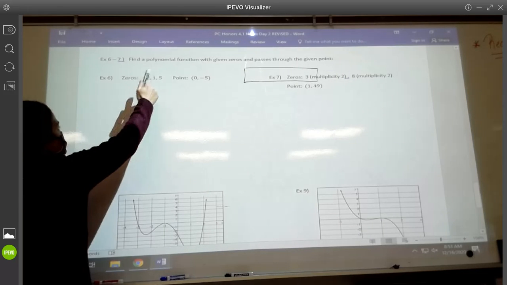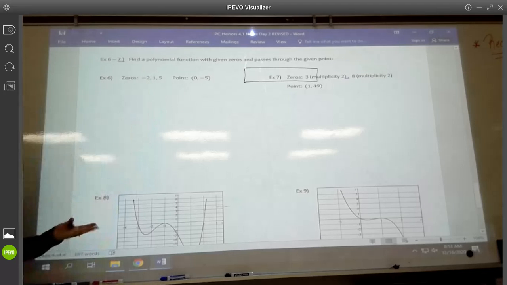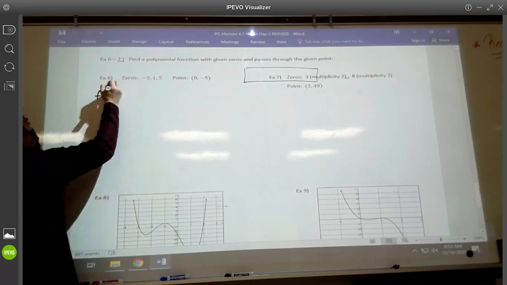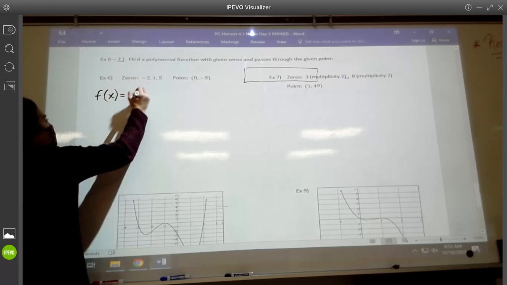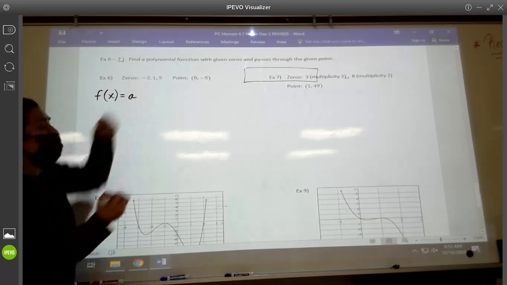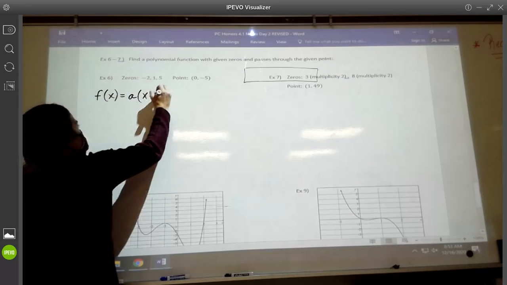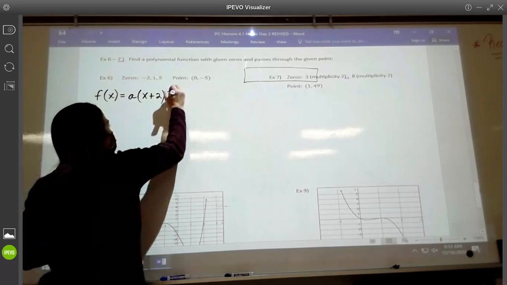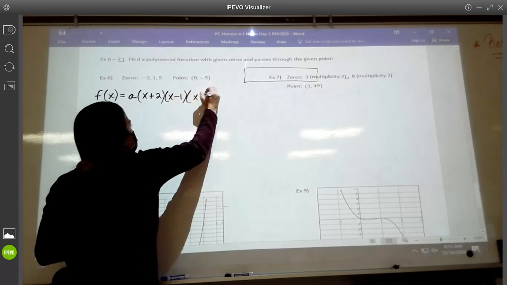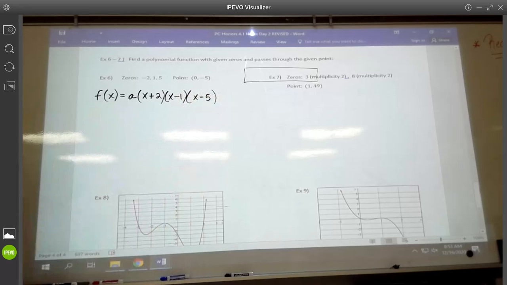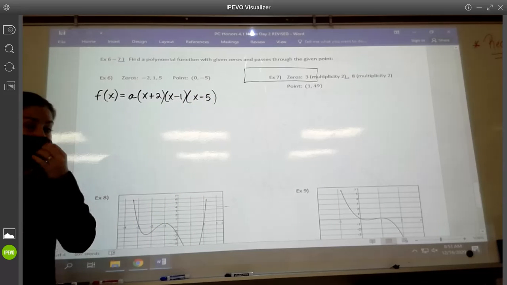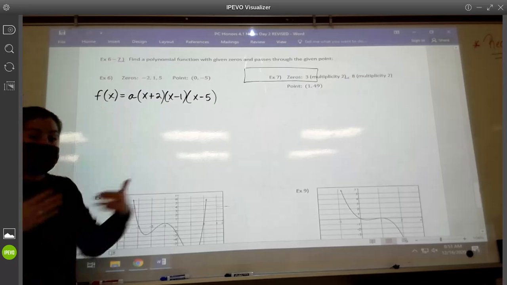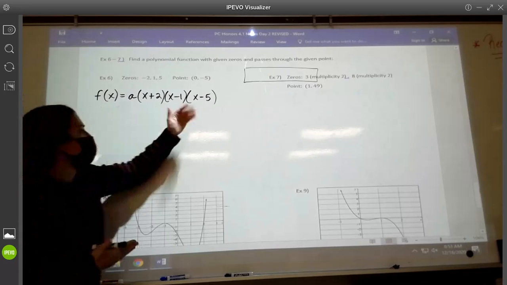We have zeros at -2, 1, and 5. Multiplicity is normal. So f of x equals a times, I must have had a factor of x plus 2, normal multiplicity, so just one factor, x minus 1 and x minus 5. So that is a non-unique polynomial. I could let a be anything, and it would definitely end up being a polynomial with these 3 zeros.